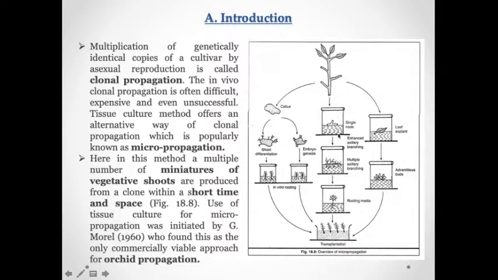Or with a single node, first is enhanced axillary branching, then multiple axillary branching will be enhanced, then rooting media is there, then again you go for transplantation. From the leaf explant you will have adventitious buds, and from the adventitious buds you will go for transplantation. So this is the basic principle of micropropagation. You take a small part, any explant, and then either go to callus formation, or single node, or leaf explant, and you have a full plant out of it.